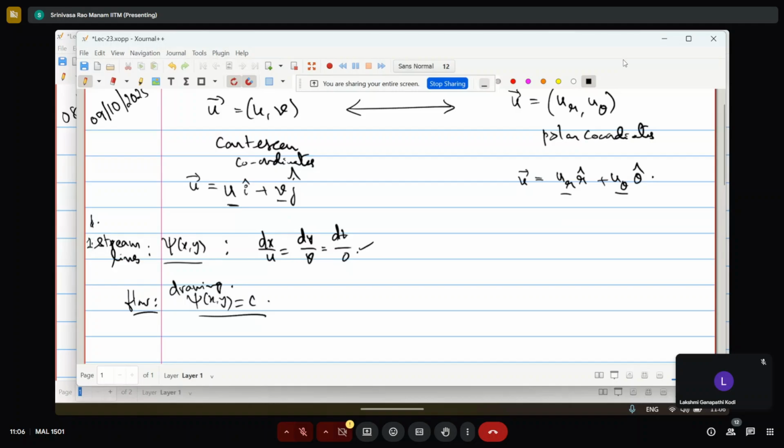In the conversion case, what are the streamlines? dr by u r equals what is the other one you will get? r d theta divided by u theta. Of course, this is enough for you to get it, so you don't really need z. If you want z also, you keep dz. You are using polar coordinates, meaning cylindrical coordinates. You solve these equations directly and you get your streamlines.